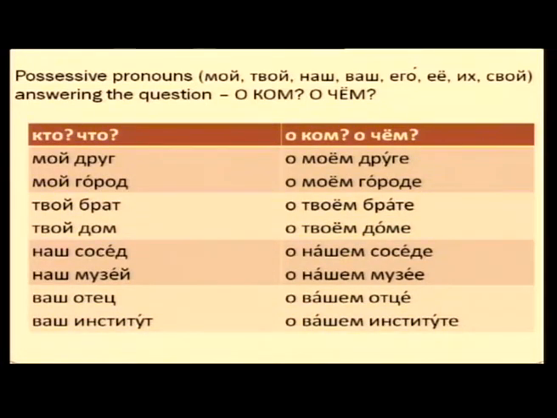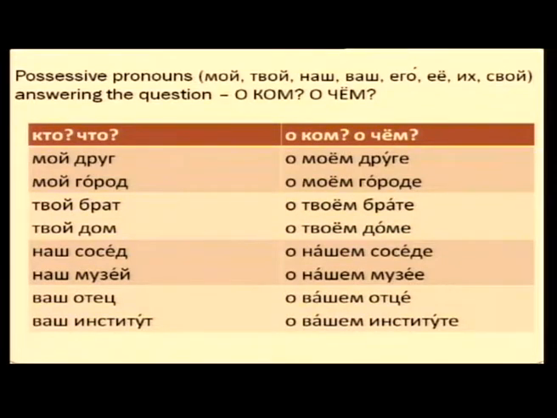Here we have given you a list of кто and что depending upon these nouns, whether they are animate or inanimate. Accordingly, they have been changed into о ком and о чем. First example is мой друг. It has been changed into о моем друге. Accordingly, мой город has been changed into о моем городе.